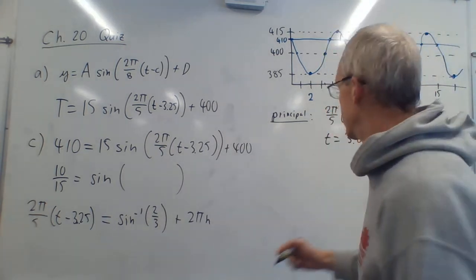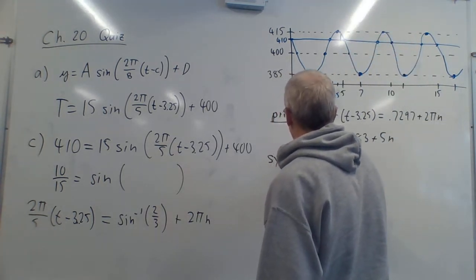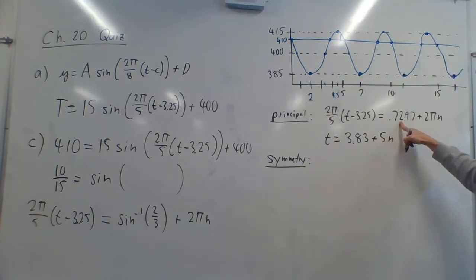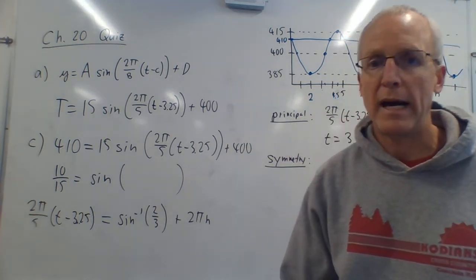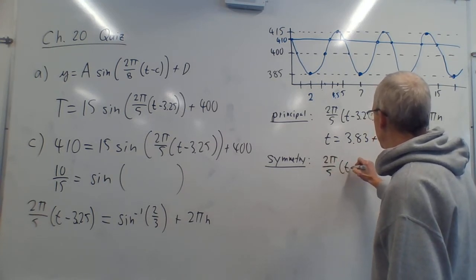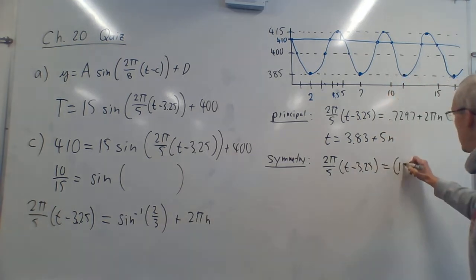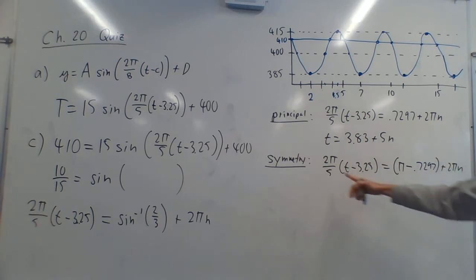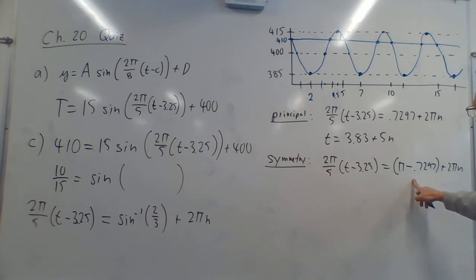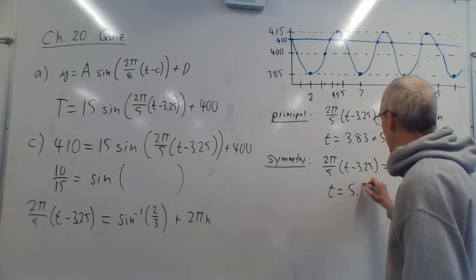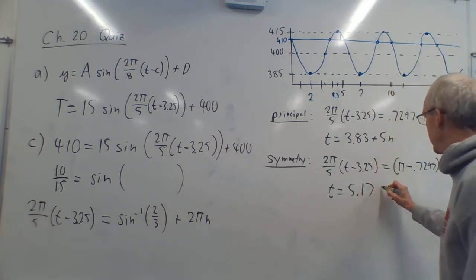All right, now the symmetry solution, the next one, is instead of 0.7297, it's always pi minus that. We just plug in pi minus that. So we have 2 pi over 5 times t minus 3.25 equals pi minus 0.7297 plus 2 pi n. Then like before, we multiply both sides by 5 over 2 pi, subtract this, solve for t, and add 3.25 to both sides. When I did that, I got t is 5.17 plus 5n. Check and make sure I got this right.